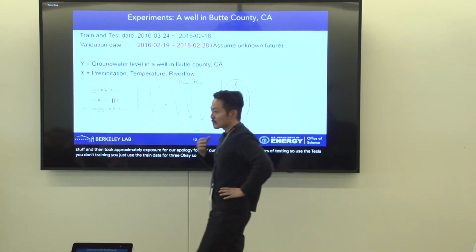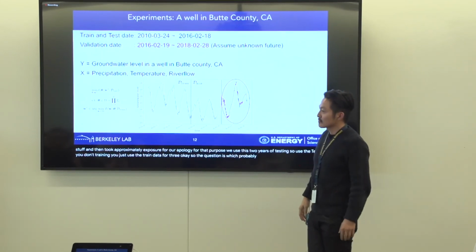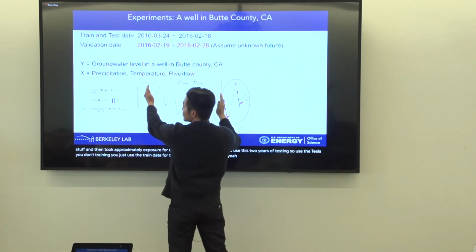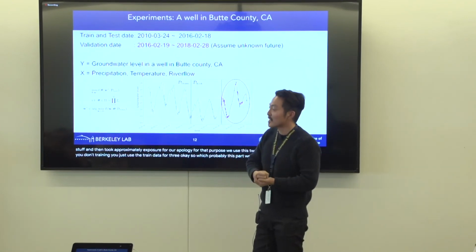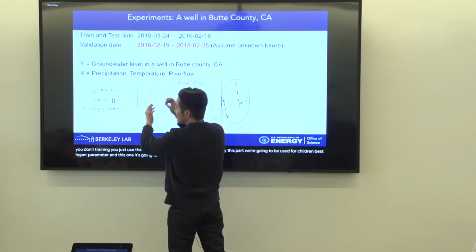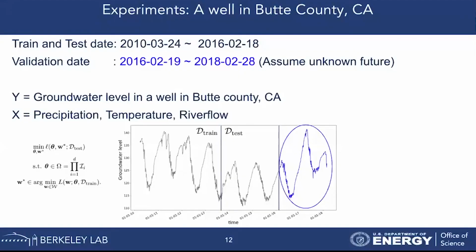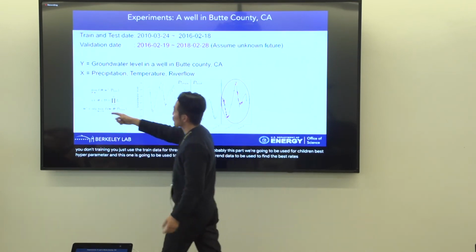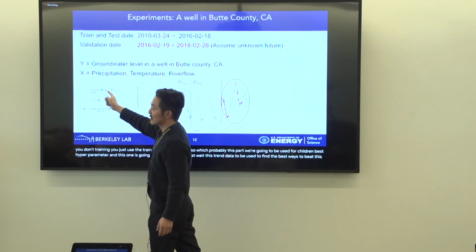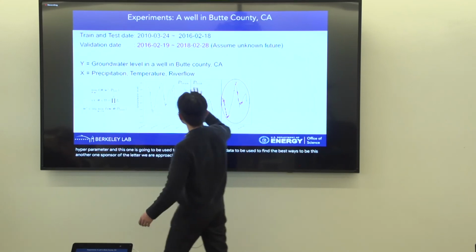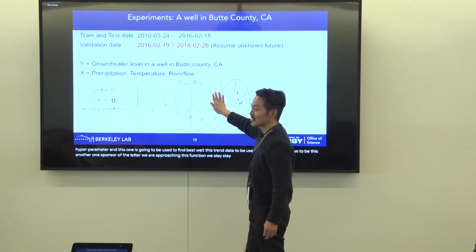Okay. My question is, which part of the data do you use for looking for the hyperparameter? Let me explain. This part is going to be used for choosing the best hyperparameter, and this one is going to be used to find the best weights. This training data is used to find the best weights, and then these weights go into another loss function at the upper level, and we approximate this function with this test data. Does it make sense?